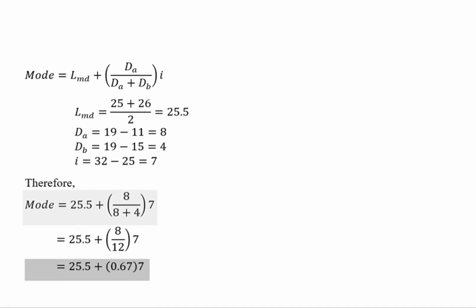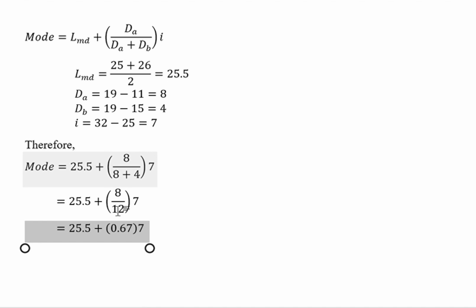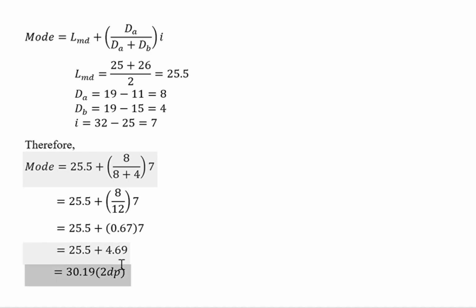And if we simplify that still, we shall have this in decimal form as 0.67. Then multiply by 7, and it simplifies to 25.5 plus 4.69. That is the product of 0.67 times 7. When you add that, you get 30.19 correct to 2 decimal places.